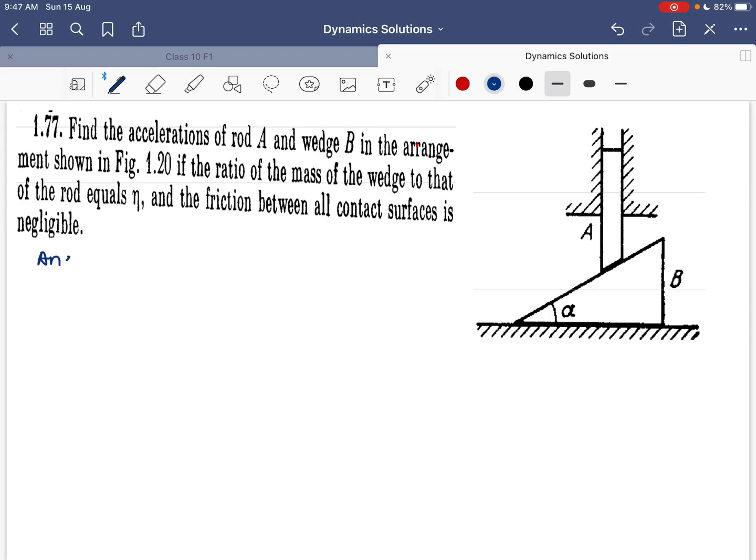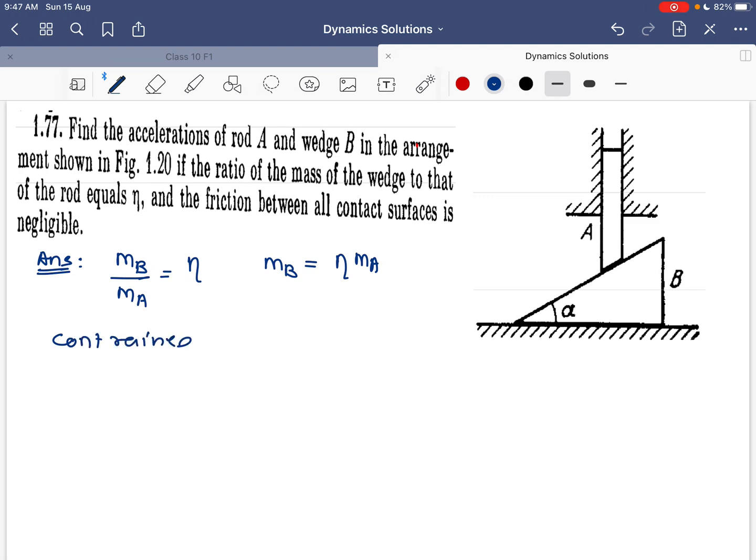So let's solve the 77th example, and this is wedge constraint. Find the acceleration of rod A and B in the arrangement shown in figure. If the ratio of the mass of wedge to mass of rod A is eta, it means the mass of wedge is eta times of mass of A. Further, friction between the contact surfaces is negligible.